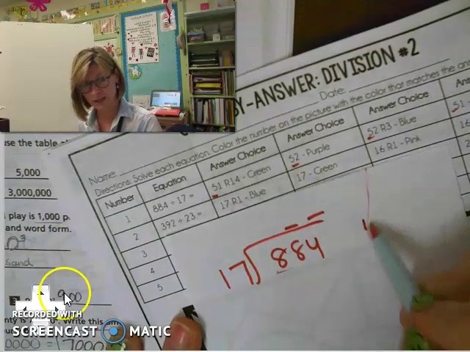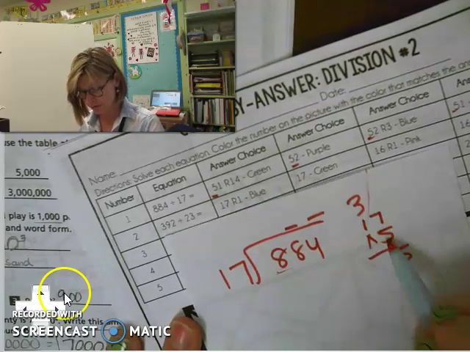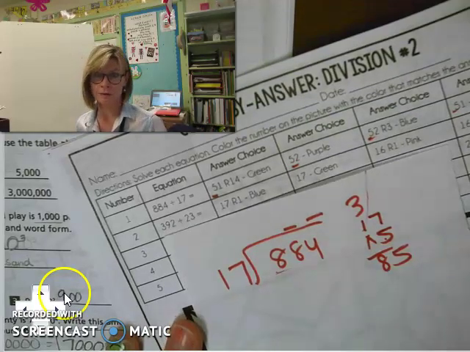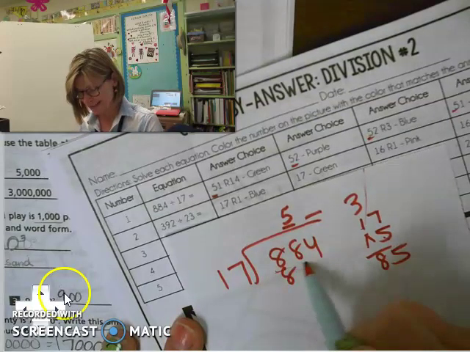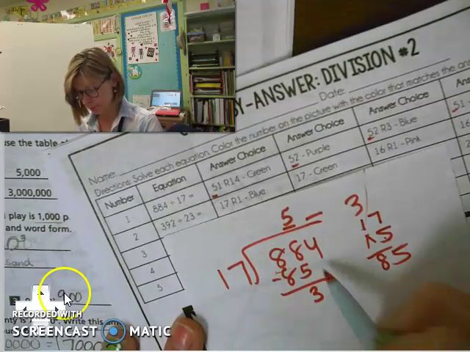I'm going to check that out over here to the side. 5 times 7 is 35. 5 times 1 is 5, plus 3 more is 8. Hey, that works. I'm going to put a 5 over my tens place. I'm going to subtract that 85, and I'm going to have 3 left over. I'm going to bring down my 4.